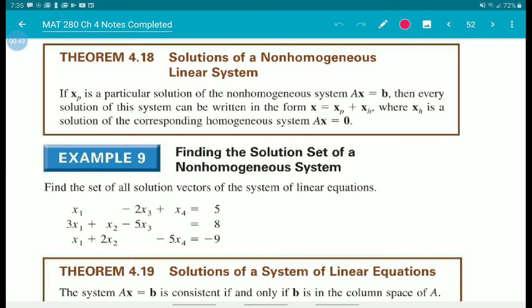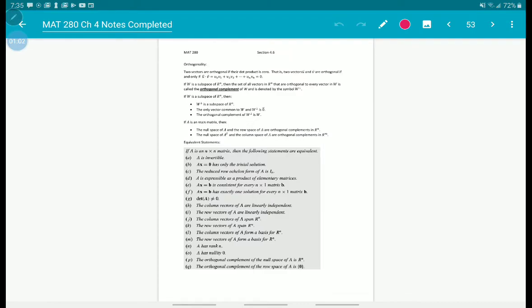So let's look at an example. Let's look at 9. We want to find the set of all solutions. Notice that this is a non-homogeneous system. We know it's non-homogeneous because it's not equal to a whole bunch of zeros. So let's solve this system.